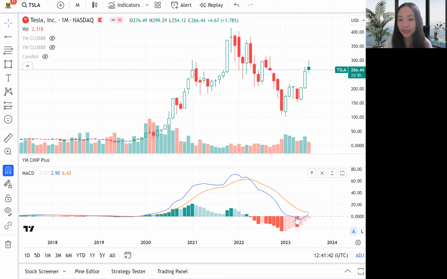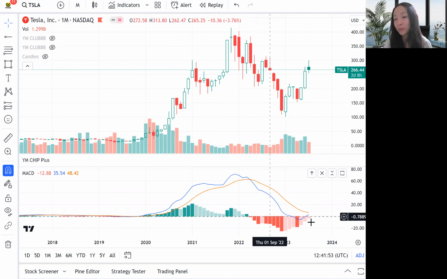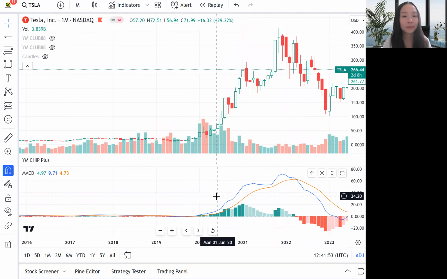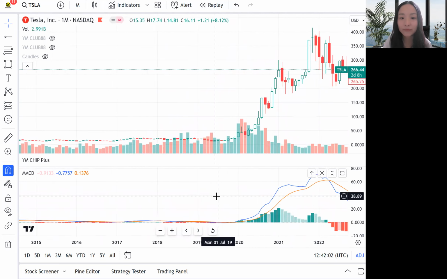Basically, it's very important where the golden cross is. When the golden cross comes above this 0 point, this is a very strong trend. Sometimes it goes below 0 and it still goes up. I will show you right now. Okay, so now we look at the Tesla monthly chart.